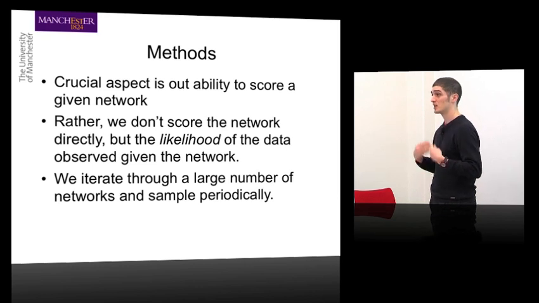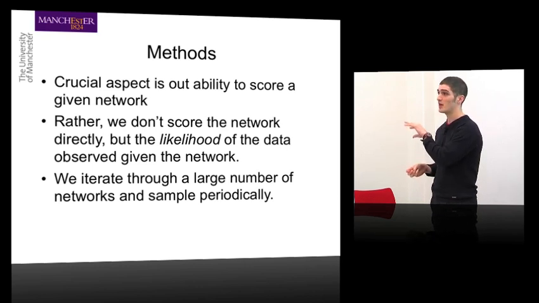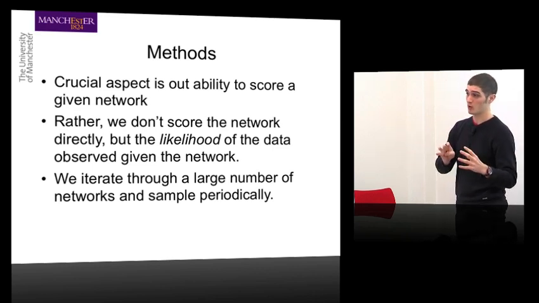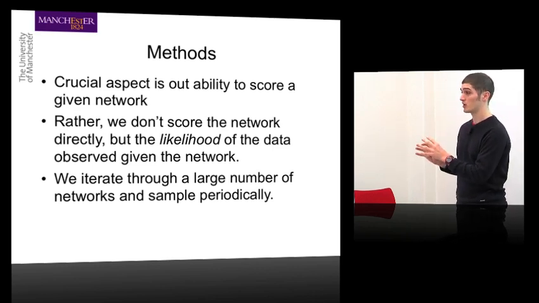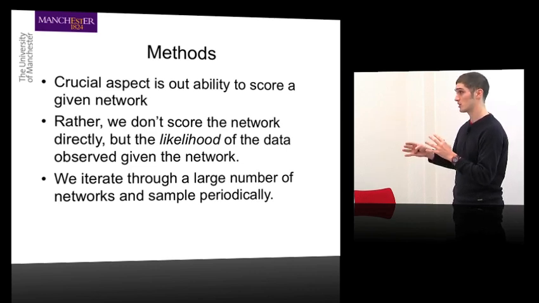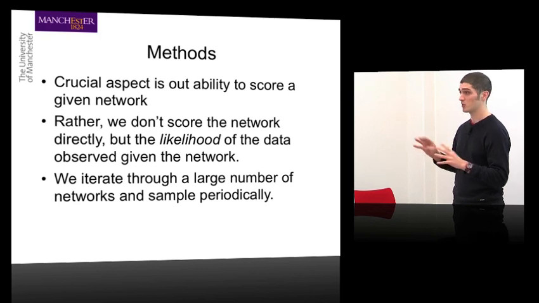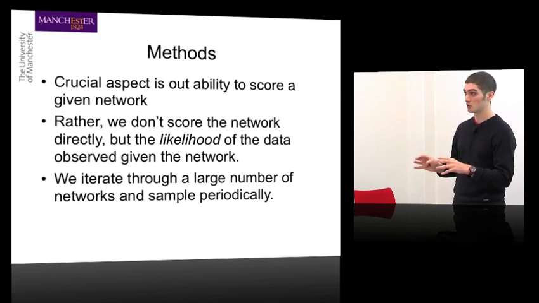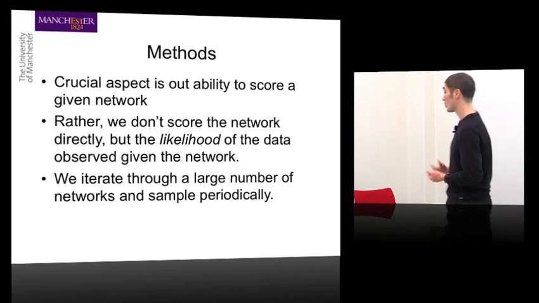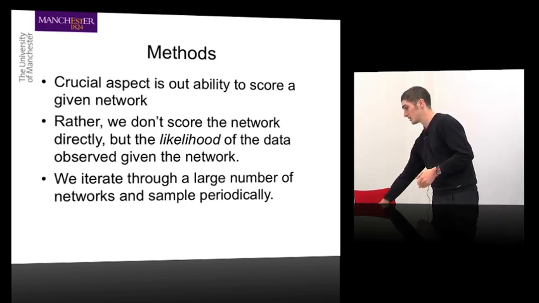The sampler is set up in such a way that the probability of moving from one network to another network is weighted by the likelihood of that network. So we tend to migrate towards the best networks. And in the final sample at the end, the best networks are represented according to their probability, or likelihood.